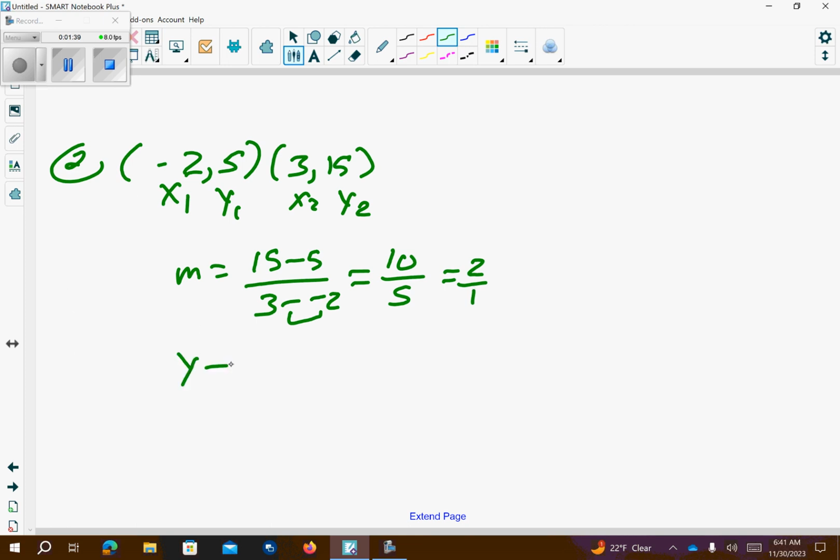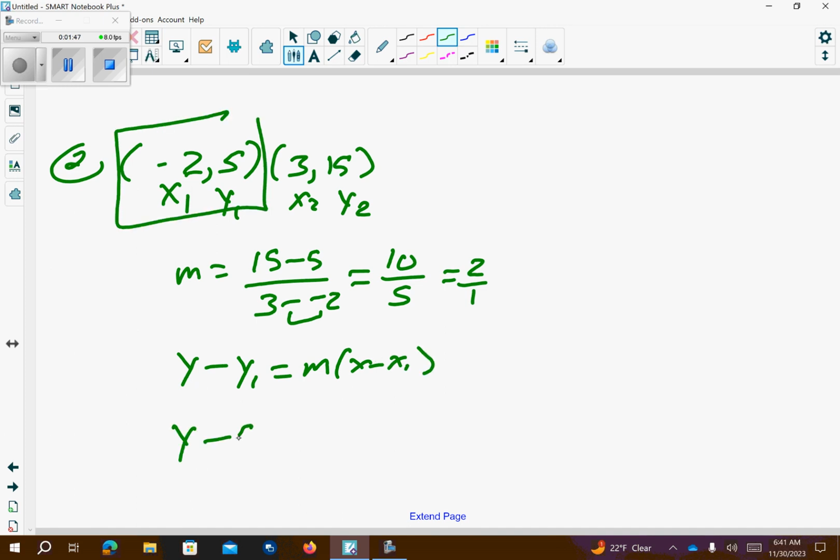Then we're going to plug it into point slope. They would say in the directions use the first set of points. So I'm going to go y minus 5 equals 2 over 1 times x. This is a negative 2, now it's going to be a positive 2. So there's our equation.